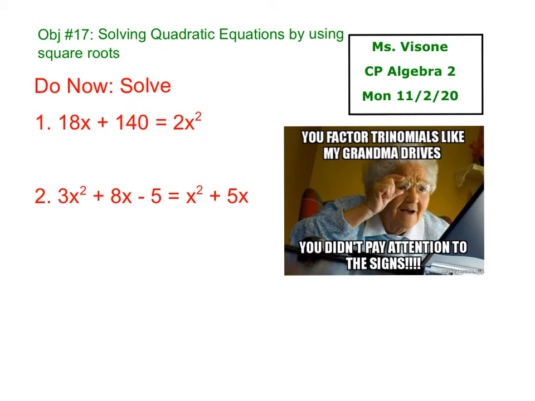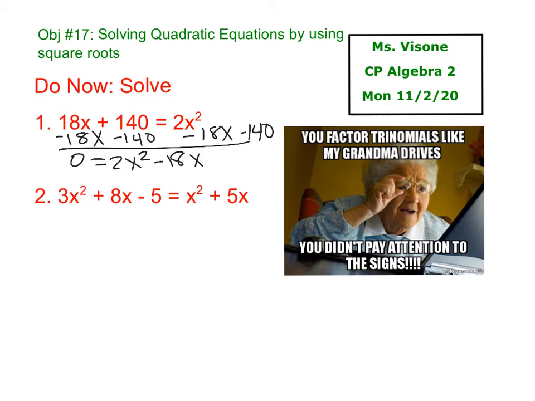So first, I'm going to subtract the 18x and the 140 to get 0. Now you could move the 2x squared also, but I like doing it this way. So we get 0 equals 2x squared minus 18x minus 140. Now, is this a slide? It's not. We can divide by 2. If we divide by 2, I'm going to go underneath the 0. I get x squared minus 9x minus 70.